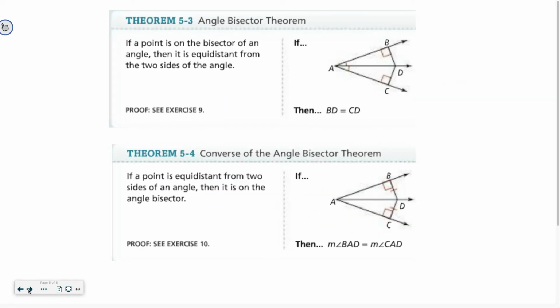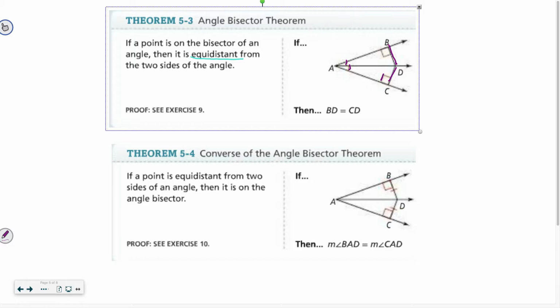All right, now let's look at two more theorems. So the angle bisector theorem. So remember, angle bisector means the angle is getting cut in half, two equal parts. Okay, so we have if a point is on the bisector of an angle, then it is equidistant. Okay, so remember I explained that that means equal distance from the two sides of the angle. Okay, so if we look at this picture, if we have a picture that looks like this and we know that we have two congruent angles, that means that these two sides are equal to each other as long as they meet the sides of the large angle at 90 degrees, okay? So we know BD is equal to CD.